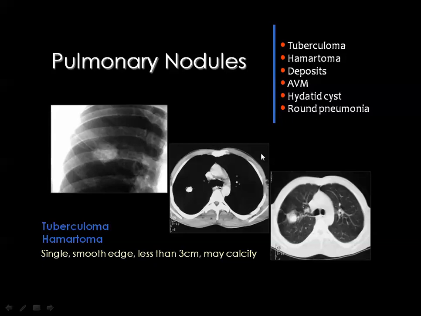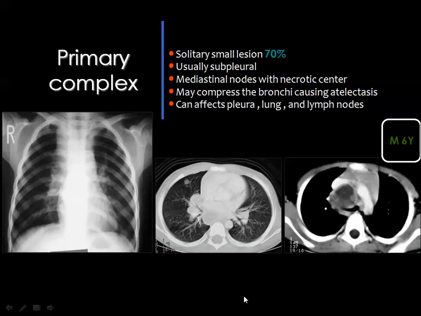Of course, you know that tuberculoma and hamartoma are benign lesions that contain calcium. They usually show smooth margins and internal calcification. And if you see a lesion like this in the apex of the lung or in the upper lobe with a smooth margin and there is internal calcification in a child or in an adult, you can say safely that you are dealing with a tuberculoma.